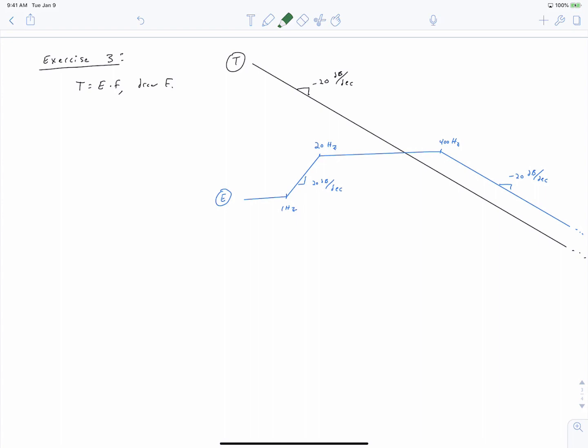We're saying that T is equal to the product of two transfer functions, E and F. We've given you E, but I want you to calculate F. Not numerically, but I want you to draw what F looks like on this plot. Press pause now and press play when you are ready to resume.